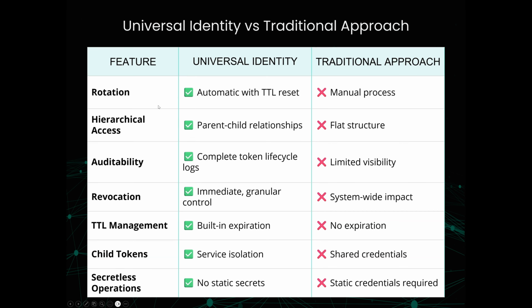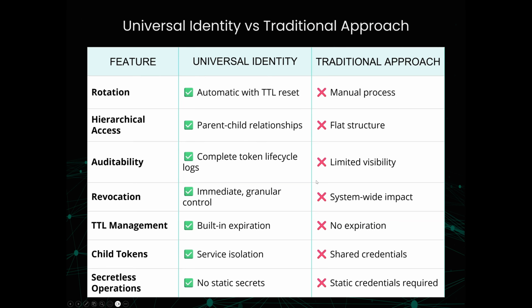All right, so the benefits of using universal identity versus our traditional approach, I'll walk you through these features, starting with rotation. So you can see with universal identity, we have automatic rotation with TTL that we can reset, whereas the traditional approach is a manual process. From a hierarchical access perspective, what I just mentioned regarding microservices, there's a parent-child relationship, and we can revoke that, and we can generate it, of course, whereas it's a flat structure with a traditional approach.